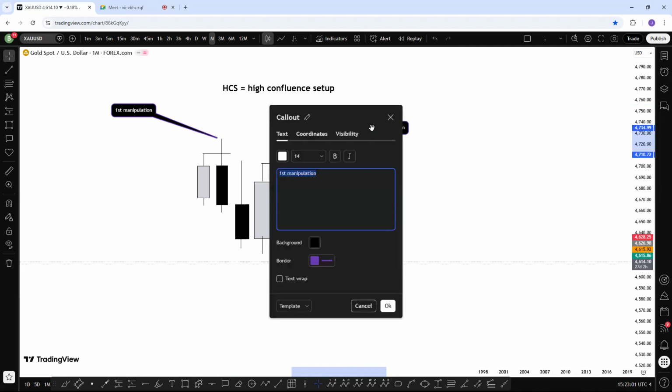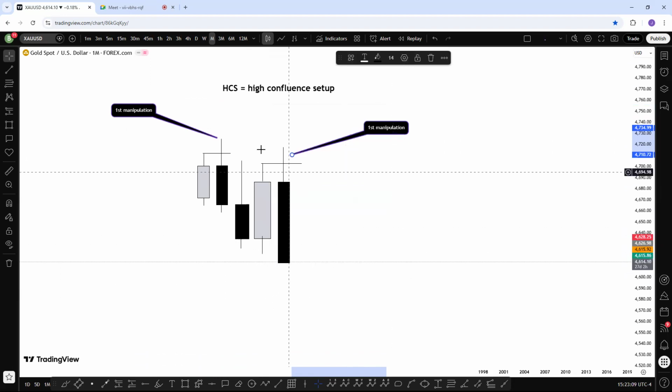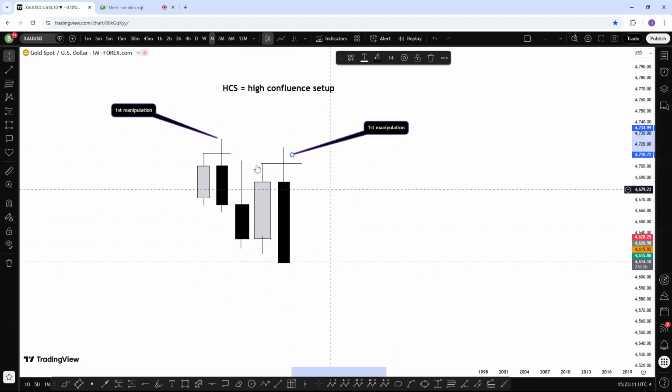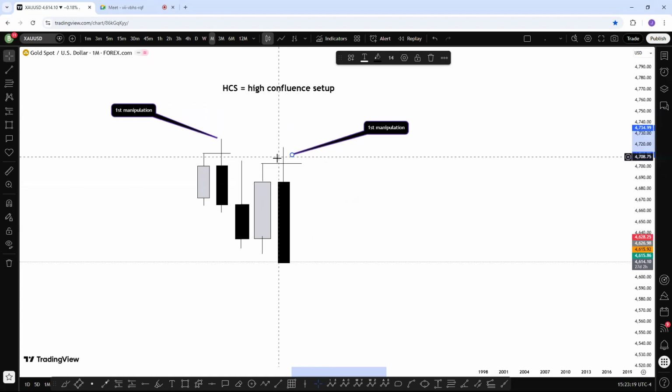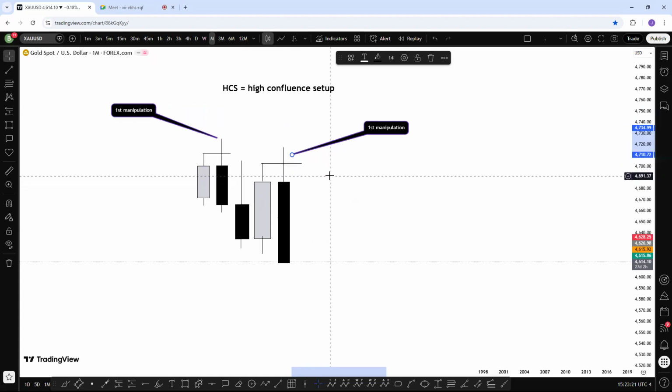So this is the second one. This is what we call HS, high confidence setup. This shows that institutions are willing to go high. This pattern is very strong. Okay, this is very strong. You can use it most of the time when you are on a time frame.